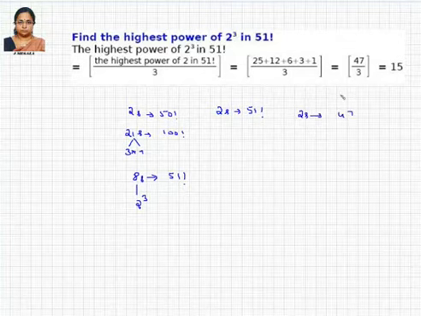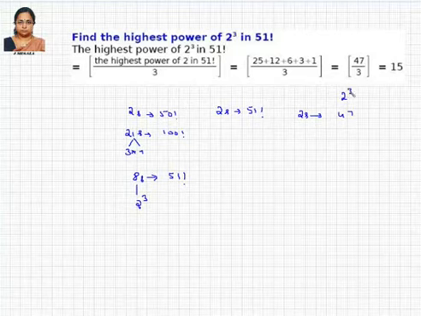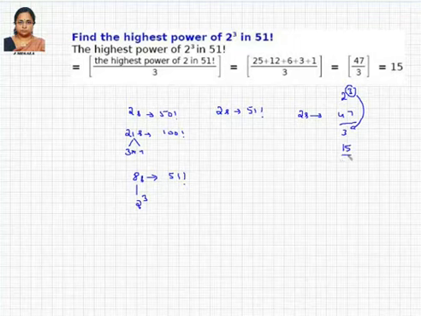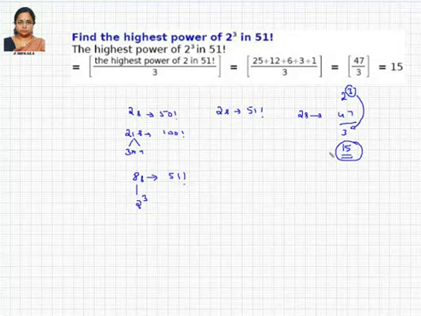Okay, and you need 2 power 3. So whatever the power you have here, that you have to divide this by. That's it. And take the quotient. So the quotient what you get here is 15. So this is what is your answer. Because a combination of three 2's will be giving you 8. So we have to divide this by 3 and get this.